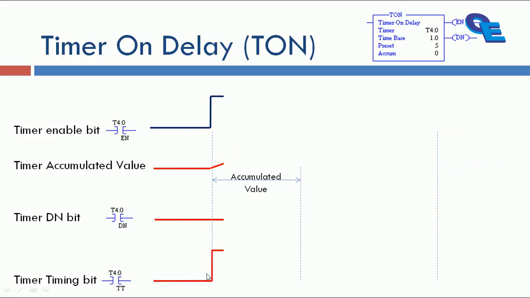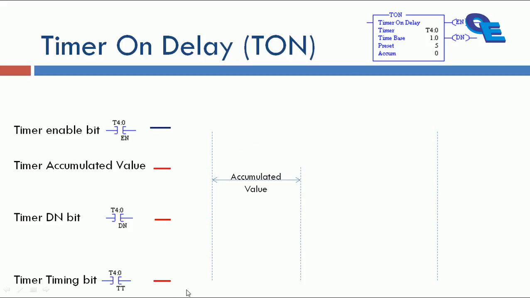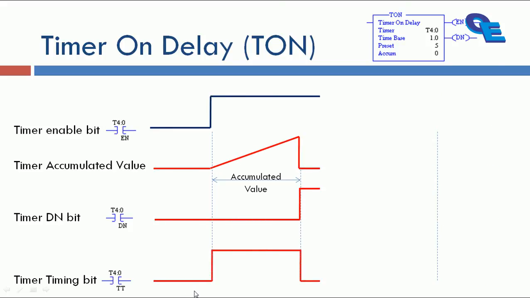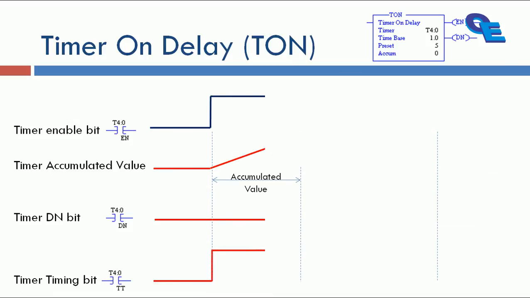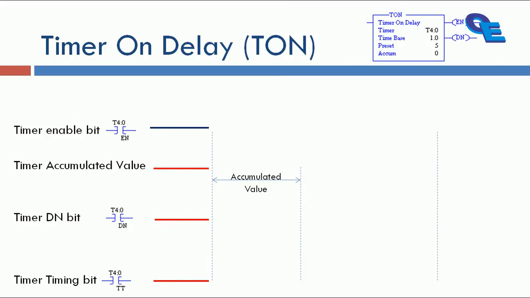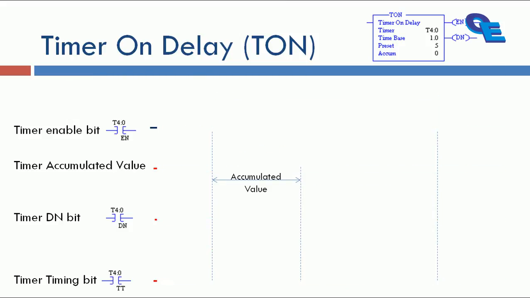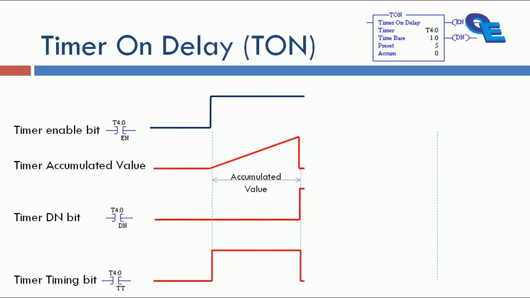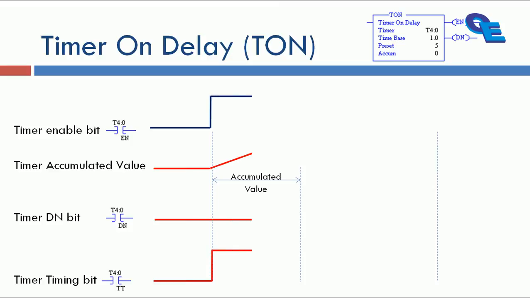One more special bit is there, the timer timing bit. It means when TON starts counting, or the accumulator value starts increasing 0, 1, 2, 3, 4, 5 until it reaches the preset value, its TT bit will be high. This is the timer timing bit. This bit can be used in traffic control lights and so on.